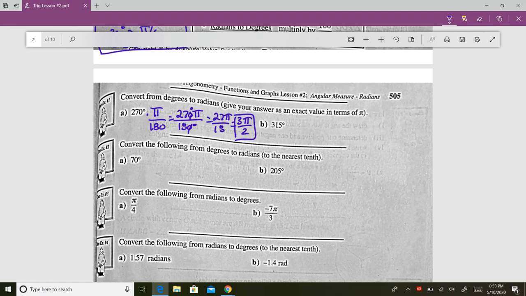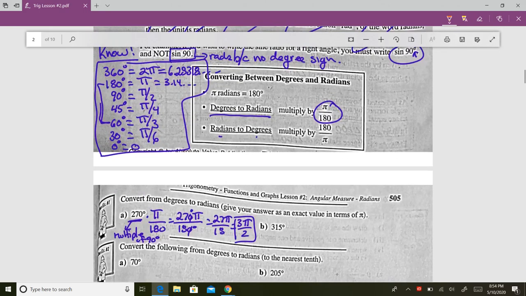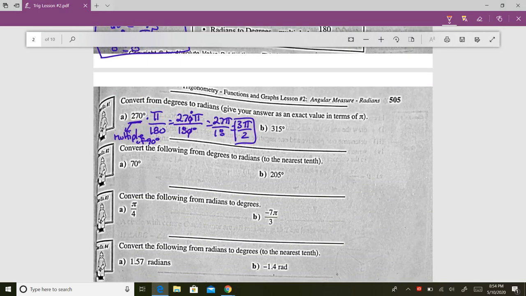There's a faster way to do this once you get good at this. I know that 270 is a multiple of 90 degrees. How many 90 degrees do you need to go into 270? 3. So it's 3 90-degree angles. And if you remember, what's 90 degrees? Pi over 2. So we have 3 90-degree angles, 3 pi over 2.